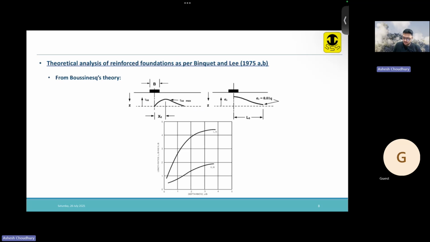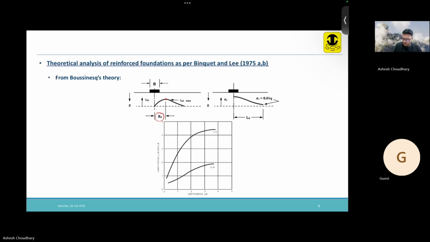Now what we can do, we mark some points. As I said, we mark a point x naught. So what is x naught? x naught is the point, the distance from the center line at any depth z, where the shear stress is maximum. So obviously this x naught is a function of the depth z, right?